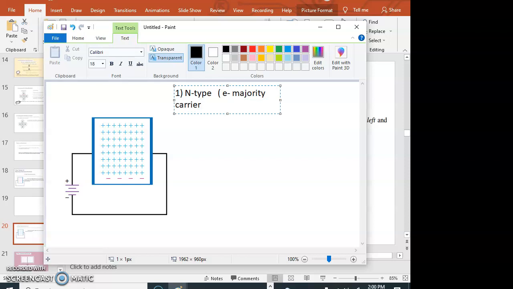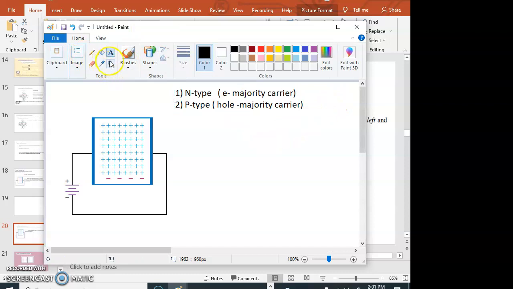How does it happen, no? When we added pentavalent atoms. Then the next one, when we added trivalent atoms, we create another type of material. We create a P-type material. Why? Because this time, the majority carrier is actually the hole. So the hole is the majority carrier. So if that will be the case, meaning, as you can see, there are a lot of holes, no?